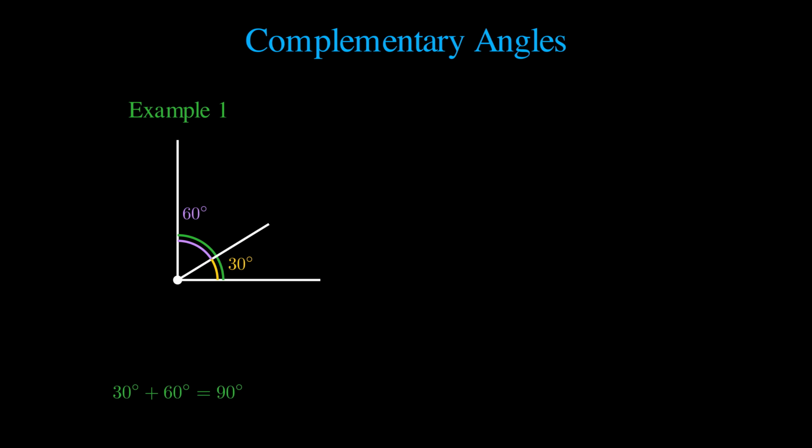The first smaller angle measures 30 degrees. The second smaller angle measures 60 degrees. So when we add them together, 30 plus 60 equals 90 degrees. And since the two smaller angles add up to 90 degrees, they are called complementary angles. So anytime two angles add to 90 degrees, they are complementary.